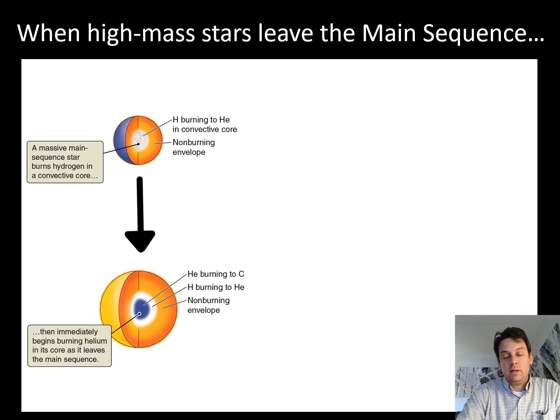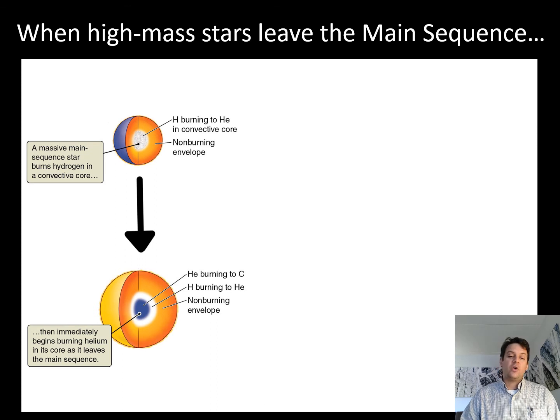When the hydrogen fuel is exhausted in the core, as you're used to, the core collapses. But importantly, in a massive star, because the star starts out hotter, as soon as the core collapses, when it's finally stabilized by electron degeneracy pressure, it is already hot enough for the triple alpha process to begin fusing helium to form carbon. And that's an important difference between these high mass stars and low mass stars. If you remember, in a low mass star, the core collapses, but when it's stabilized by the electron degeneracy pressure, it's still not hot enough for helium fusion to occur.